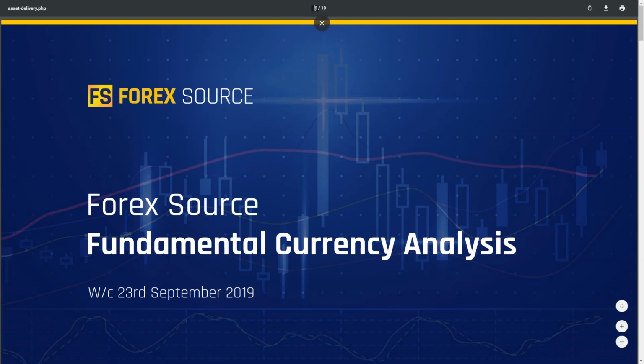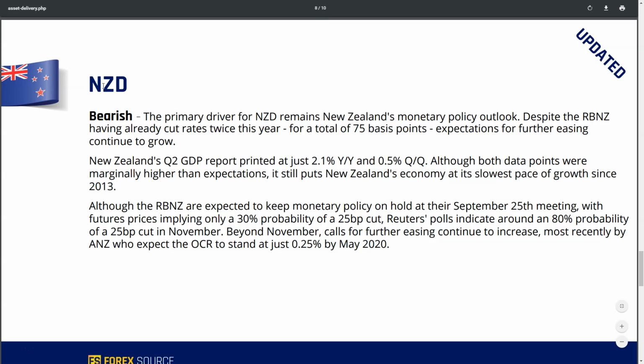So if we just quickly jump to the Kiwi dollar, we can see that at the moment our bias on the Kiwi dollar is bearish. Now there's a couple of reasons for this bearish bias. Mainly it is due to the monetary policy outlook, which continues to show that the RBNZ will require further monetary policy easing or further rate cuts. Now, even though the RBNZ has already eased by 25 basis points in 2019, including that surprise cut of 50 basis points at the previous meeting, the markets are still expecting or pricing in additional rate cuts.